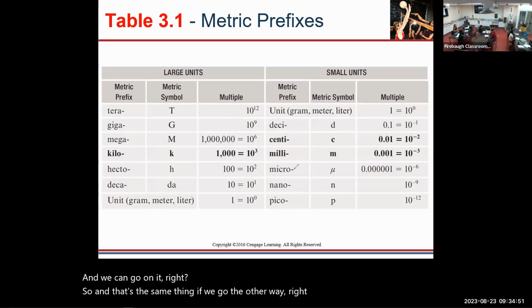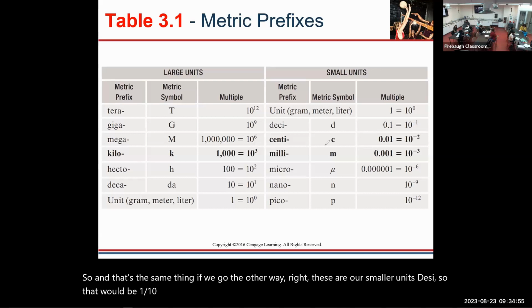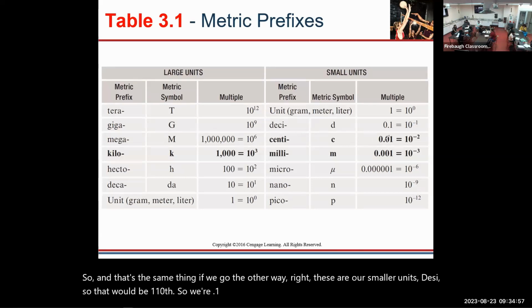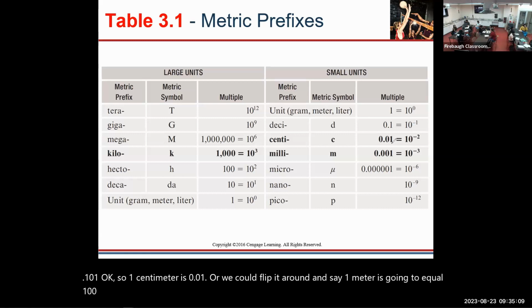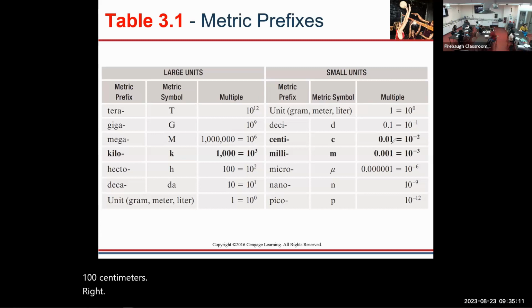These are our smaller units, deci. So that would be 1/10. So we're at 0.1. Centi, 0.01. Okay, so 1 centimeter is 0.01. Or we can flip it around and say 1 meter is going to equal 100 centimeters. Okay, so those are the scales you want to be familiar with. Okay, are you guys good?